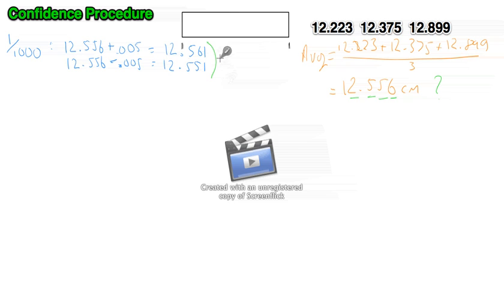We don't have to really guess. We can look up the measurements we did make: 12.223, 12.375, 12.899. None of these measurements fall in that range. That one certainly does not, that one certainly does not, and that one doesn't either. And hence, we have no confidence that the next measurement will fall in that range. What that means is recording down to the thousandth place is not warranted. We are not confident enough in our measurement to record down to the thousandth place. But let's check the next place.